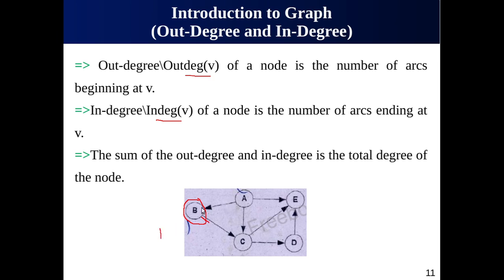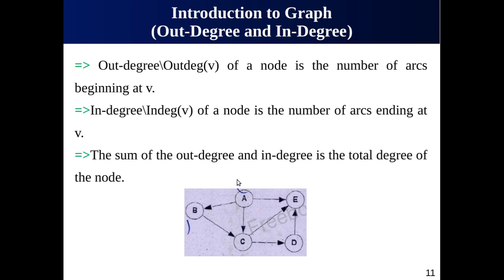Similarly, the in degree of B is also 1. How many lines are actually ending at B? Only one line ends at B. In this case, the out degree is 1 and the in degree is also 1.